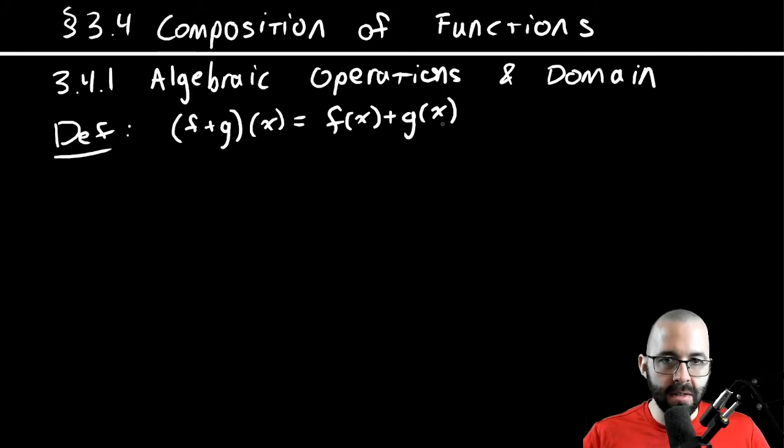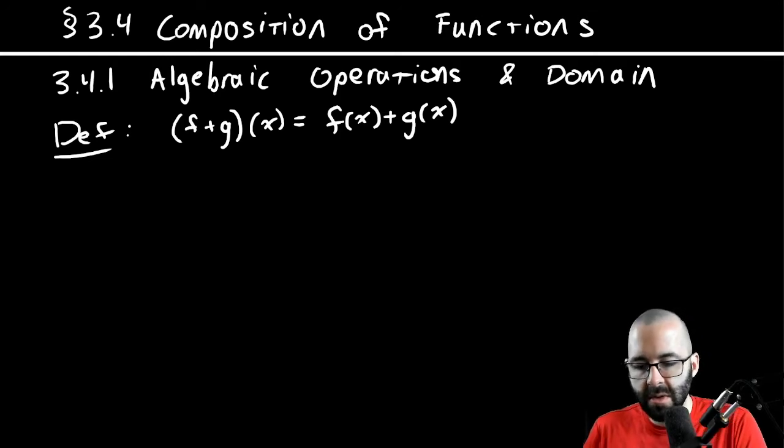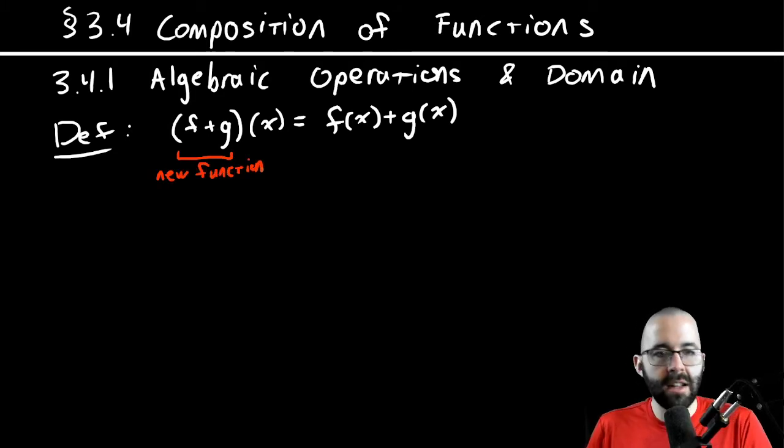We can add them together. So to add 2 functions together, we just add their individual function values. Okay, so this is a new function, right? This is a new function, f plus g. And to get this new function, you just add the old functions. All right, and that's kind of what we're doing right here.